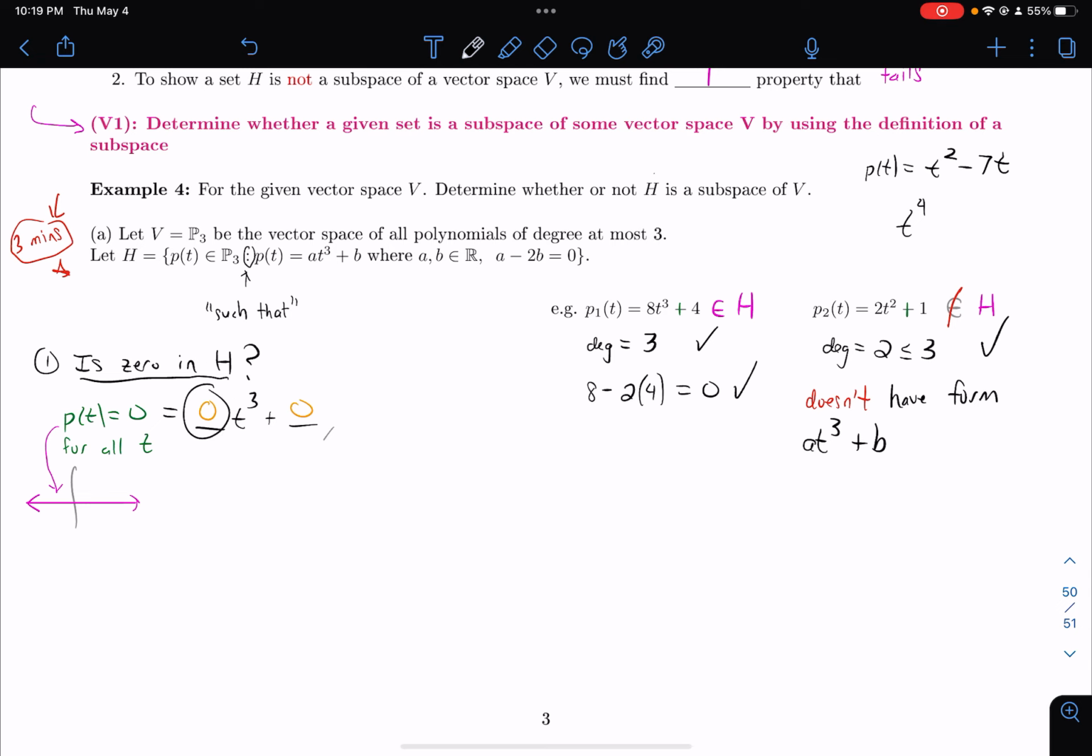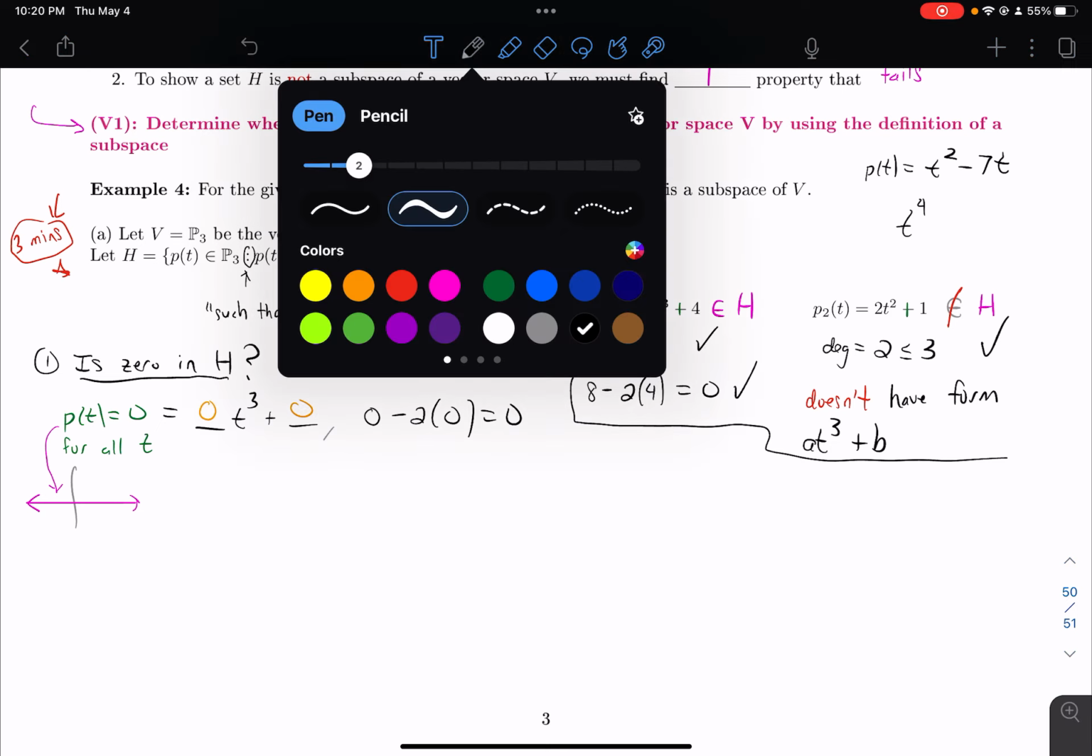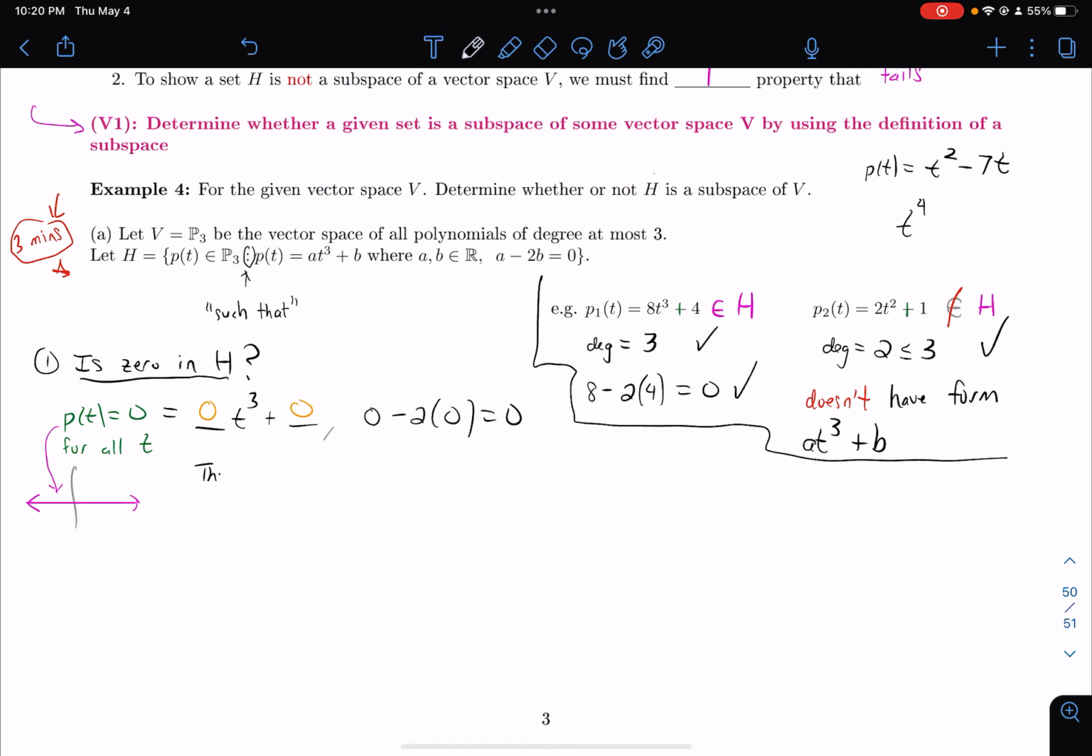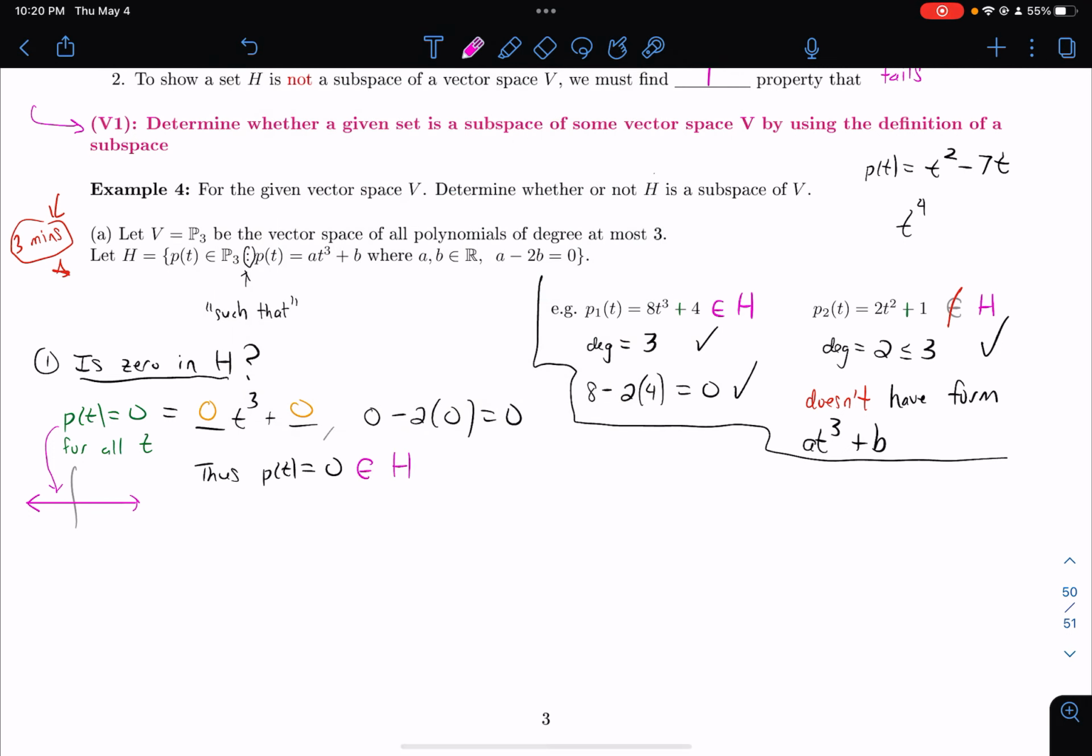So a, the coefficient of t cubed, is 0. Minus 2 times b, the constant term, is also 0. Oh, and that does equal 0. Awesome. So let me just separate out this stuff I was doing on the side before. Cool. So it satisfies all the conditions that I need for H. Thus, the 0 polynomial is in H. I'll put a check mark. This first condition holds. 0 is in H.